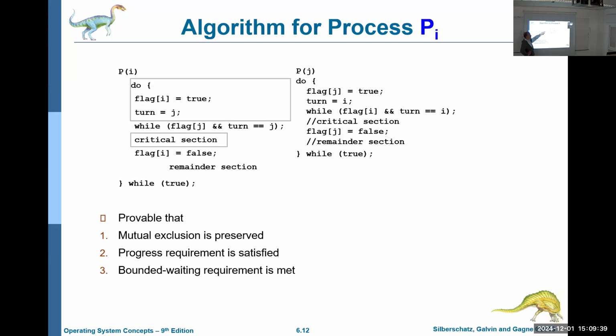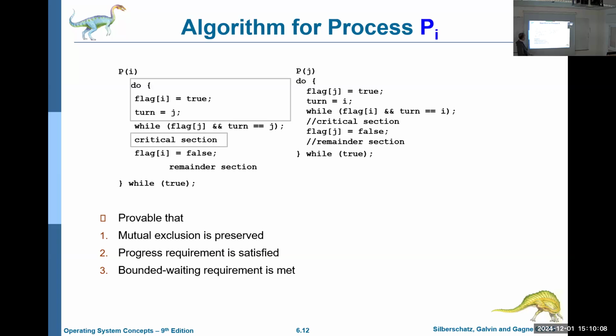So the fact that it's my turn is going to break this loop, as this semicolon here means that it's an infinite loop until it's broken. As soon as this is broken, which it will be now, because both conditions have to be true for it to keep looping. But as soon as one condition is false, I break through. Which condition here? Turn. It's true that he's interested, but it's my turn. So I'm going to go into the critical section, do whatever I need to do.